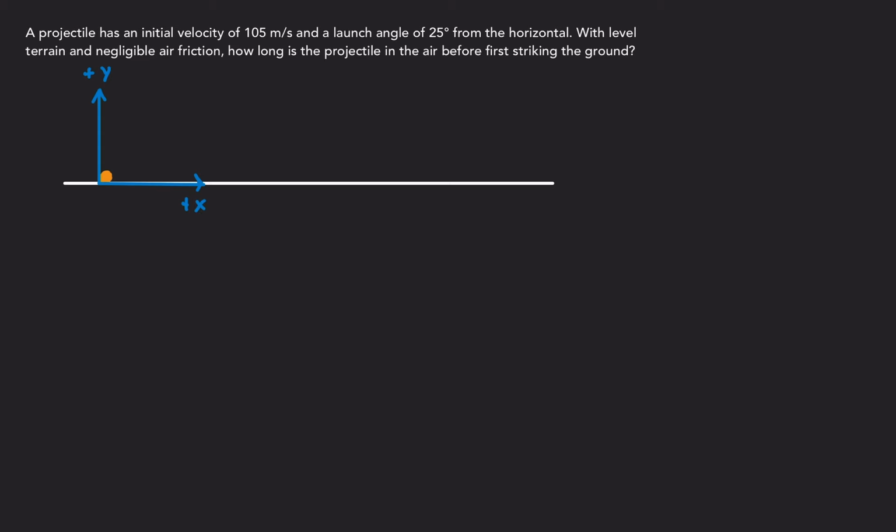And the ball has an initial velocity, v0, and it's being launched at an angle theta. We know that that initial velocity is 105 meters per second, and that the launch angle from the horizontal is 25 degrees.